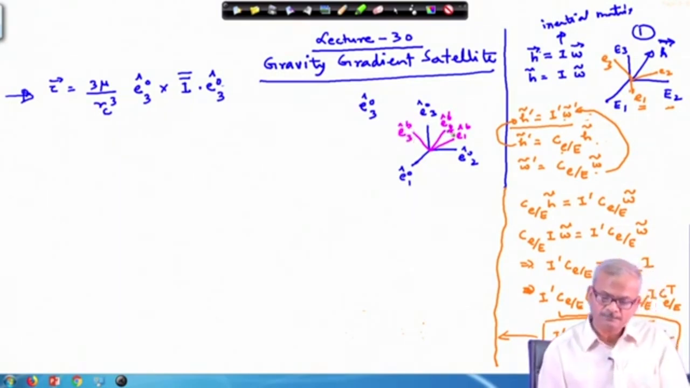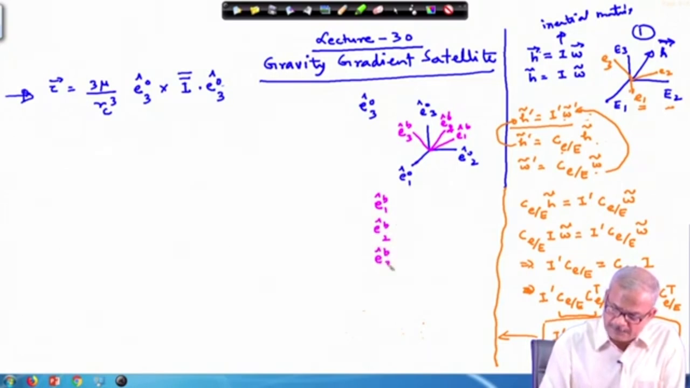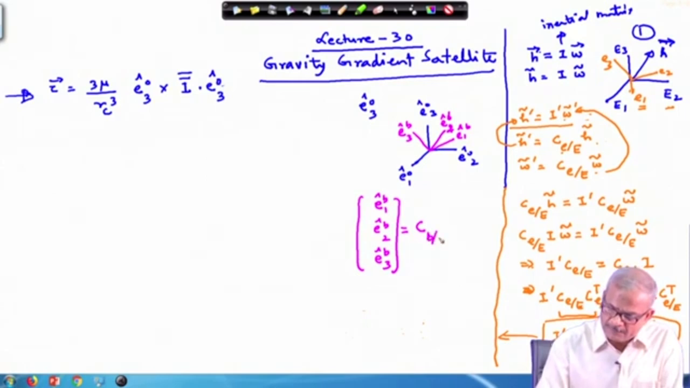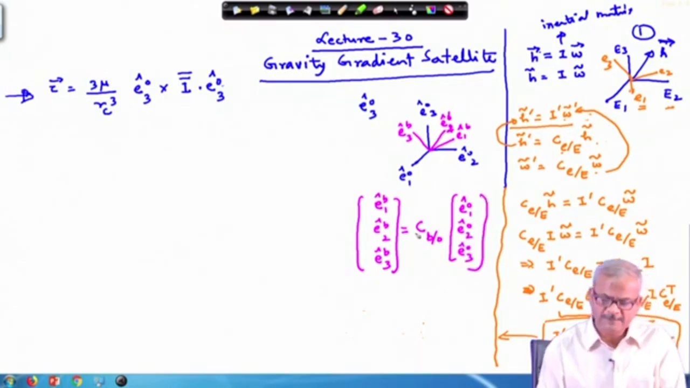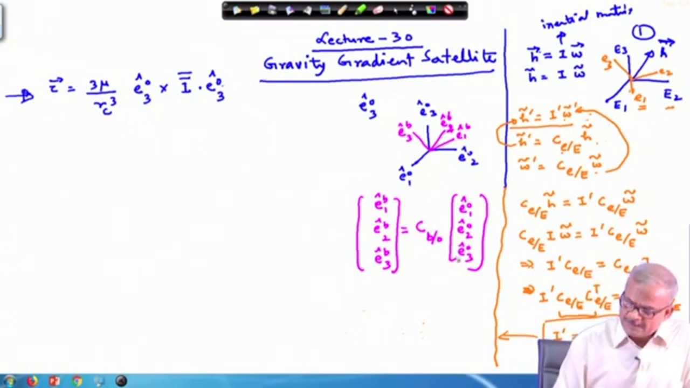This is 2, and you know that this conversion B 3 is related to the C matrix which goes to the body frame from the orbital frame, and on this side we have E O cap 1. This is the way this gets converted. Now, we utilize this information to convert this from one frame to another frame.